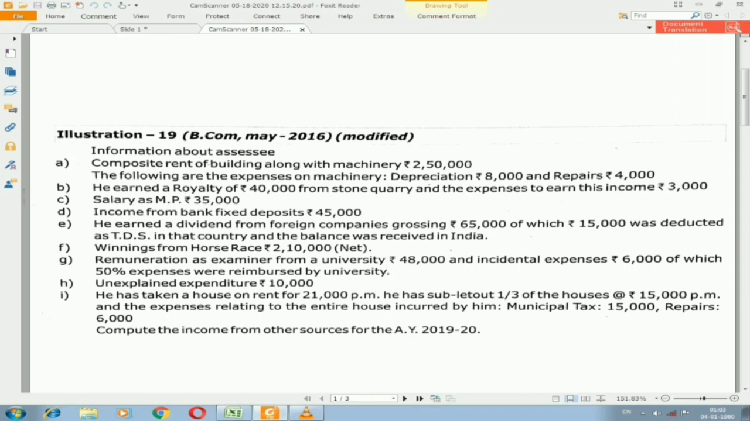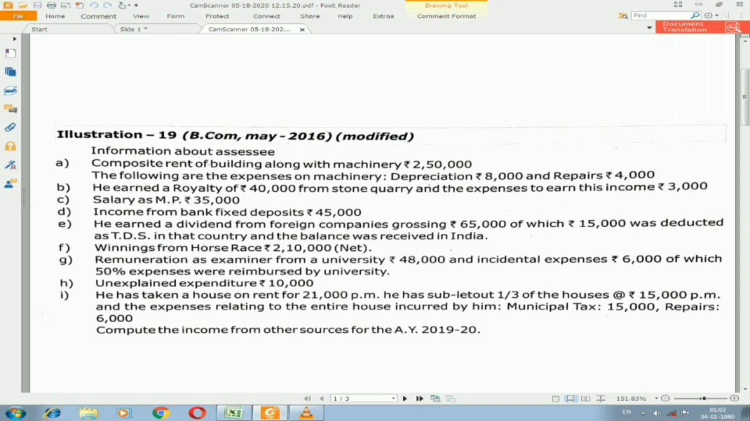Salary as MP rupees 35,000. Income from bank fixed deposit rupees 45,000. He earned a dividend from a foreign company grossing rupees 65,000, of which 15,000 was deducted as TDS in that country, and the balance was received in India. Winnings from horse race rupees 2,10,000, which is net. Remuneration as examiner from a university rupees 48,000, and incidental expenses rupees 6,000, of which 50% of expenses were reimbursed by the university. Unexplained expenditure rupees 10,000.